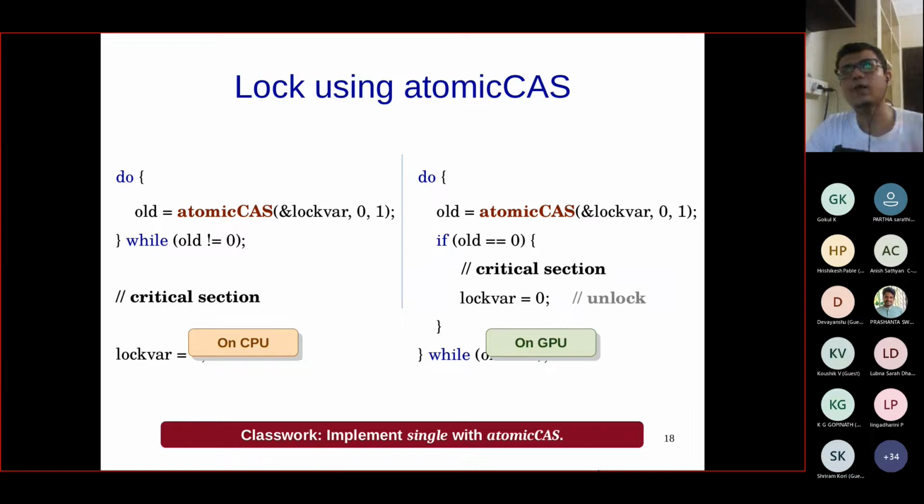So we want to implement that functionality using atomicCAS, and please think about how we can implement it. After the discussion of this lock, it will be way easier for you people to implement this single using atomicCAS. Please try out, and meanwhile, if you have any questions or suggestions, then post on chat, or you can unmute yourself and ask.